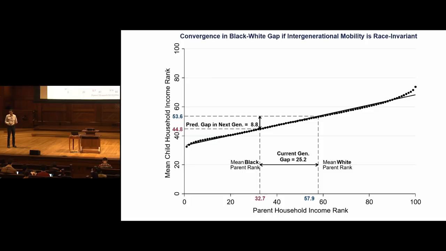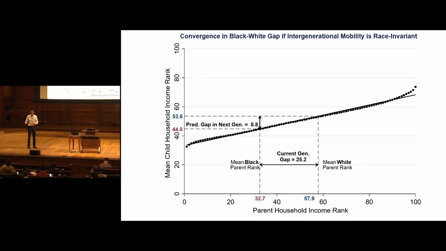Okay, and in particular, what you can show mathematically is that the gap is going to shrink in proportion to the slope of this relationship. So the slope of this relationship was 0.35. And so 8.8 is 0.35 times 25.2. That's basically where you're ending up. Okay, each generation, the gap is going to shrink to about one-third of what it originally was.